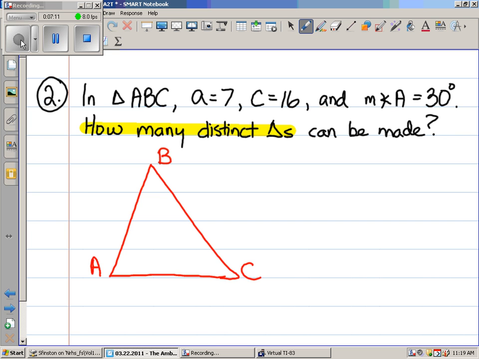Draw the triangle. We label it. Angle A is 30. Well, this is almost kind of boring. You know what I'm saying? Side C is 16. Side A is 7. Same thing. That's lowercase. Nope. That's a lowercase. My bad. Lowercase c. Same thing as before.